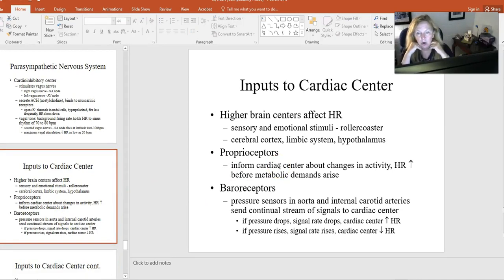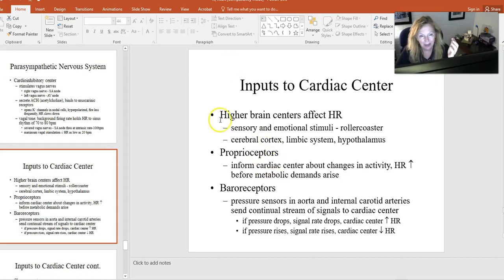So if someone's arteries are being stretched because their blood pressure is going up, signals get sent to try to get that to drop back down. So we have baroreceptors, we have proprioceptors as well. All of these are built into our autonomic nervous system, so you don't have to think about this happening. This just happens.